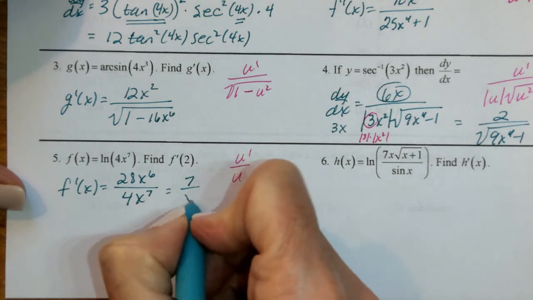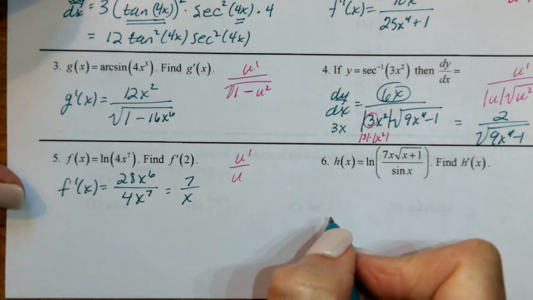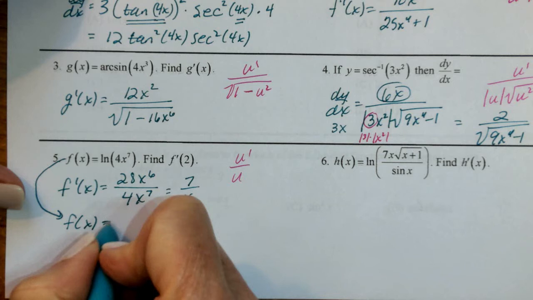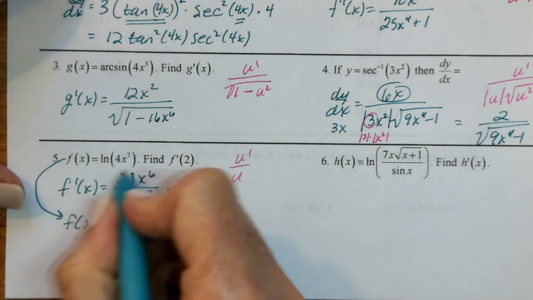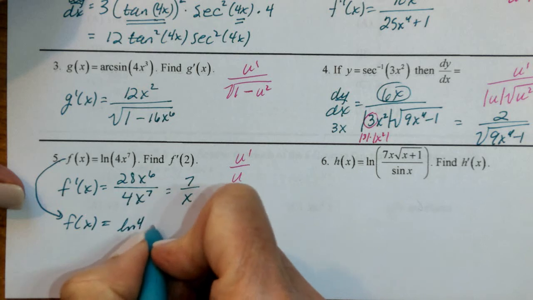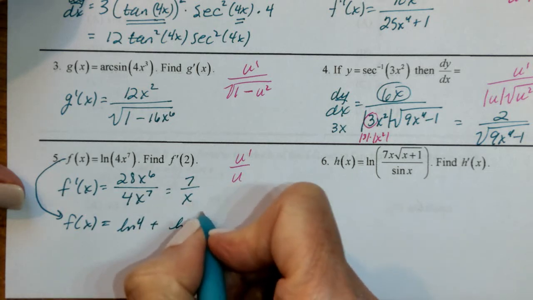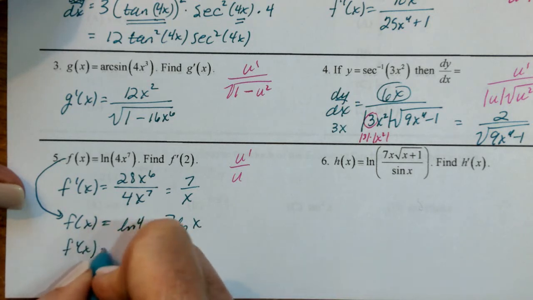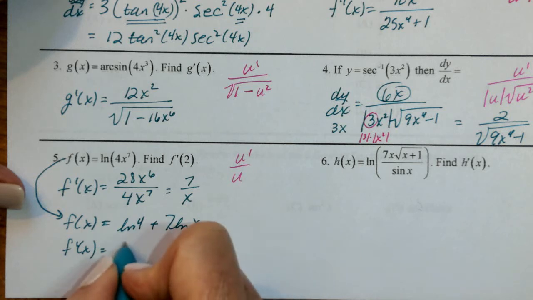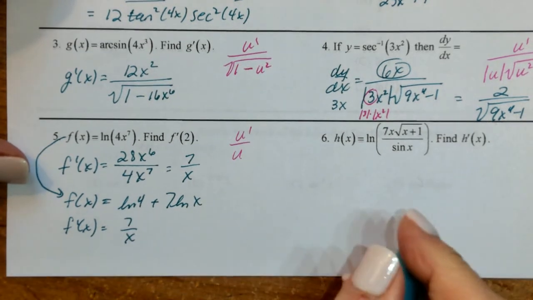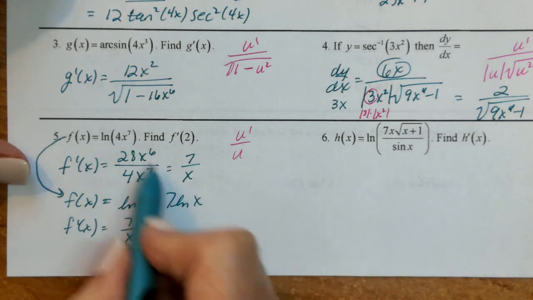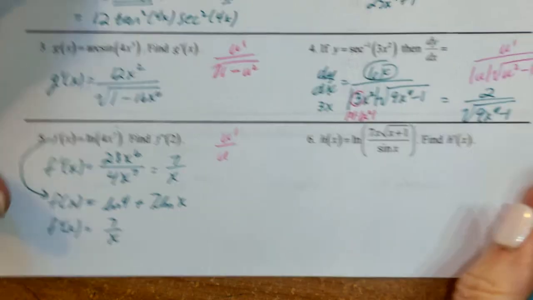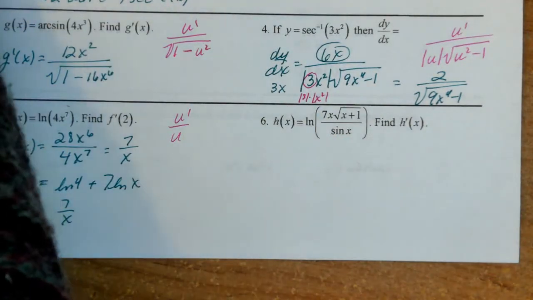This reduces to 7 over x. The other way to do that would be to, before we take the derivative, expand this log. This would be natural log of 4 plus natural log of x to the 7th. We can pull that 7 to the front. The derivative then is 0 plus 7 over x. Either way, of course, you get the 7 over x. I usually expand if it's unpleasant to take that derivative, like it is over here. This would be unpleasant to take this derivative of.